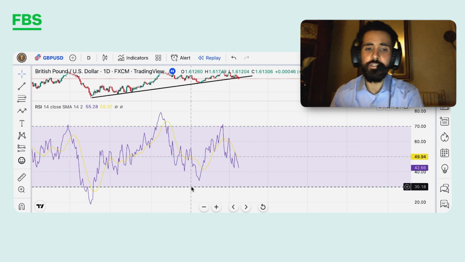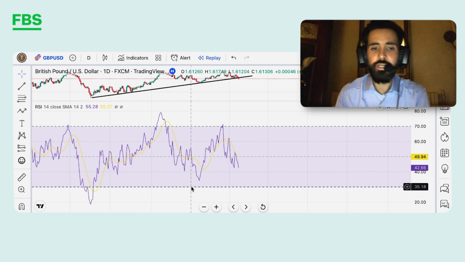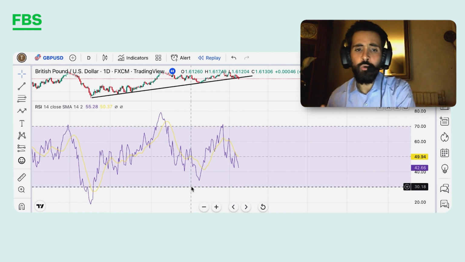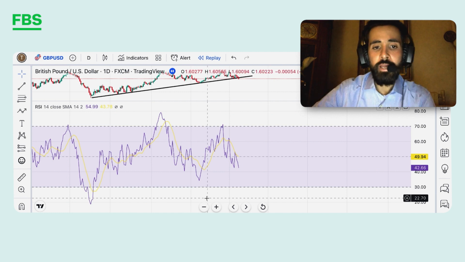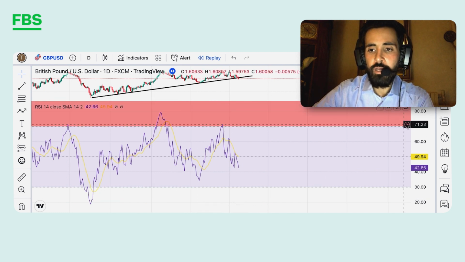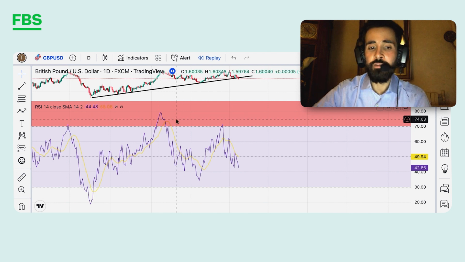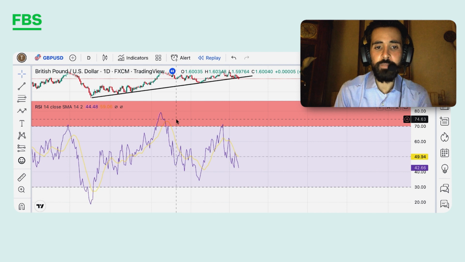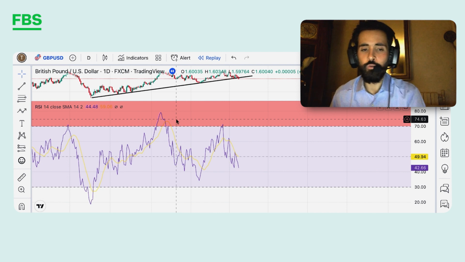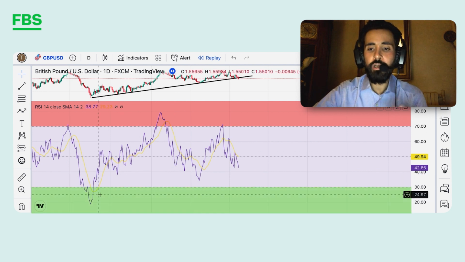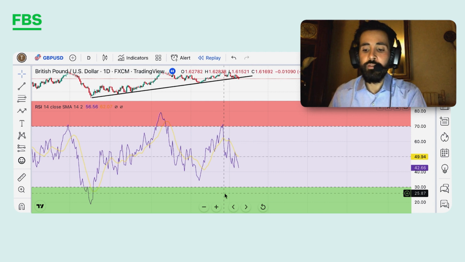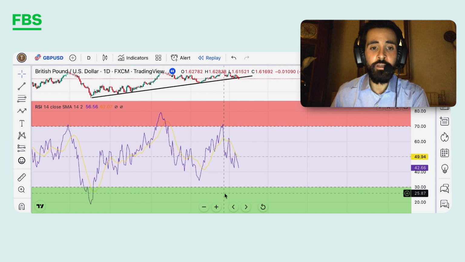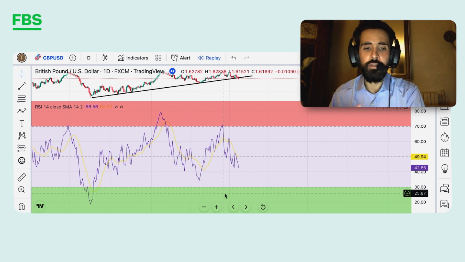Now many traders use the RSI in their trading strategies in order to identify overbought and oversold areas. Now anything above the upper band is considered overbought, meaning that the asset price is currently very expensive, so other traders are looking for sell opportunities. And if it's below the 30 band, it means that it's oversold and the asset's price is very cheap and other traders are looking to buy this asset.